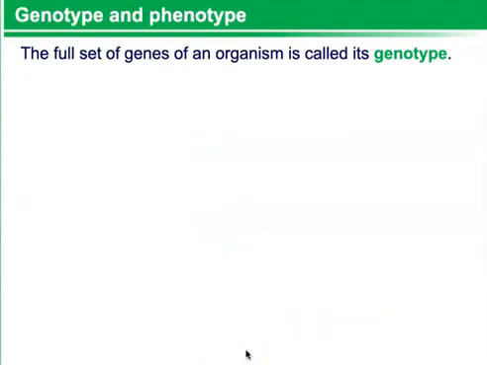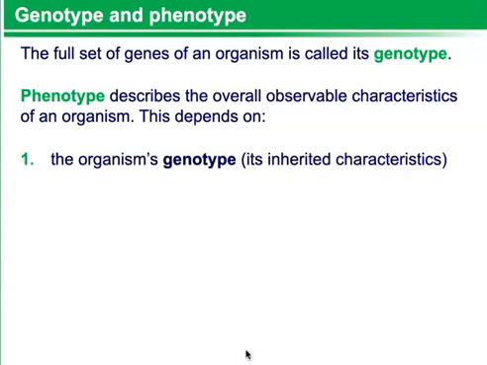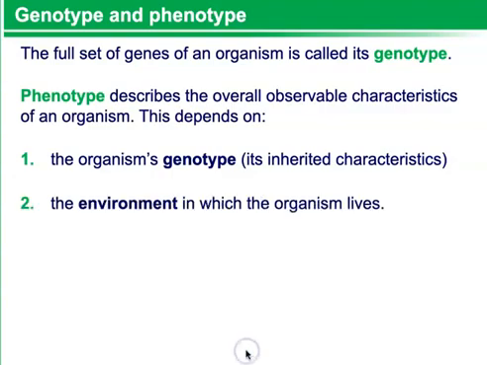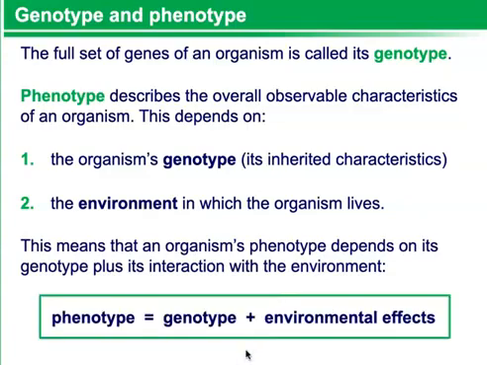Genotype and phenotype. The full set of genes of an organism is called its genotype. Phenotype describes the overall observable characteristics of an organism. This depends on 1. The organism's genotype, its inherited characteristics. 2. The environment in which the organism lives. This means that an organism's phenotype depends on its genotype plus its interaction with the environment. So phenotype equals genotype plus environmental effects.